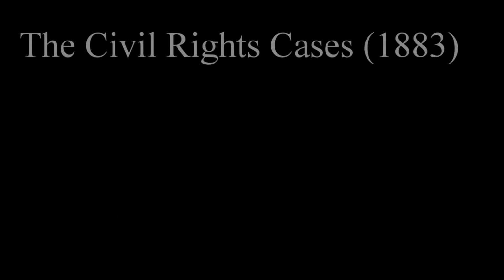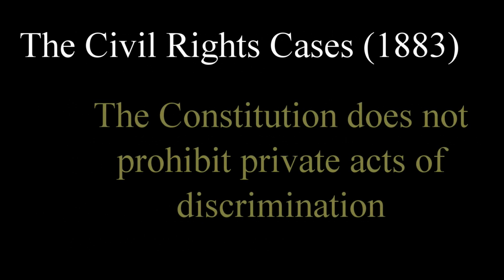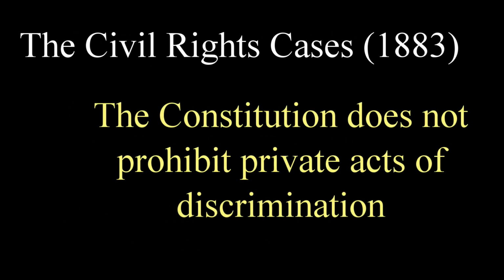For example, the Supreme Court decided a set of cases in 1883 that were known as the civil rights cases. These cases were about the validity of federal statutes that prohibited racial segregation of private business facilities, like theaters, hotels, and railroads. So, Congress was attempting to stop racial segregation, but the Supreme Court struck this down.